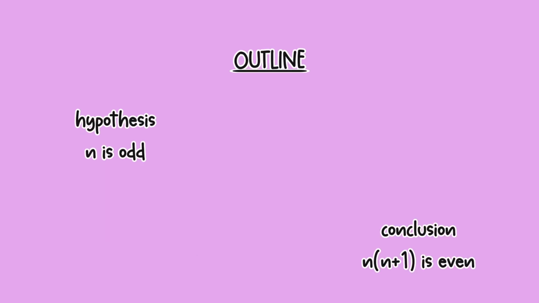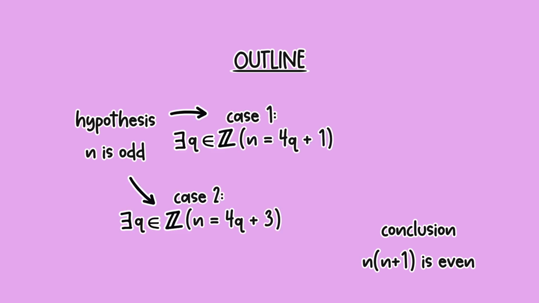Actually, there is another way to prove this without using the previous result. I'll give you a hint. Odd integers can be divided into 2 groups when divided by 4.